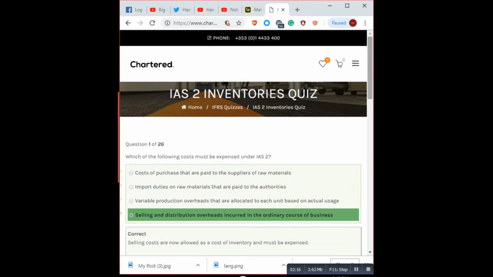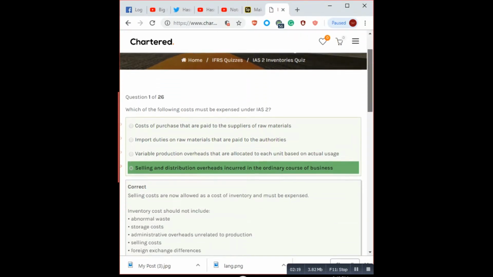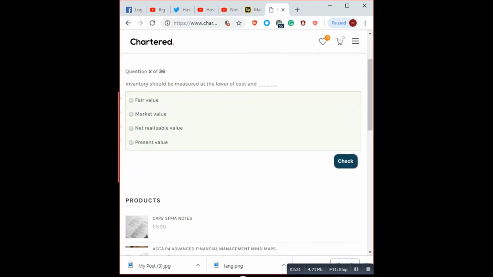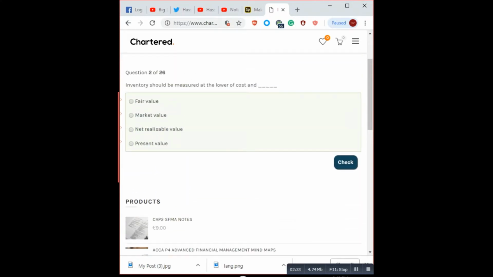So yes, inventory costs should not include abnormal costs, storage costs, and administration overheads unrelated to production, selling costs, foreign exchange differences, and interest. Inventory should be measured at the lower of cost and net realizable value. That is the correct answer.